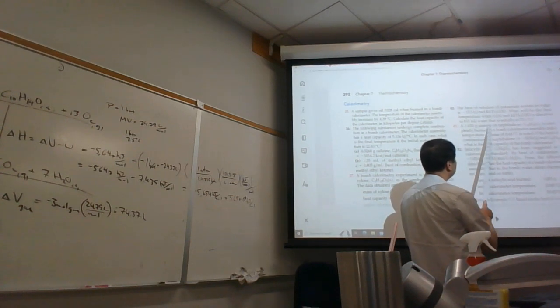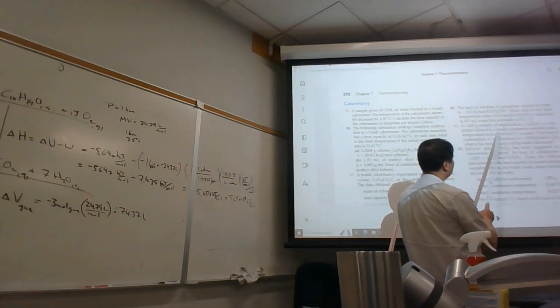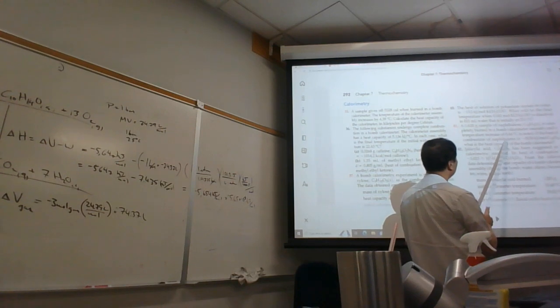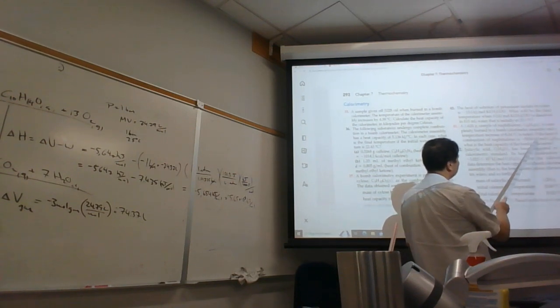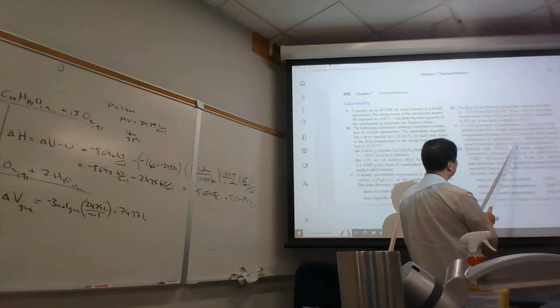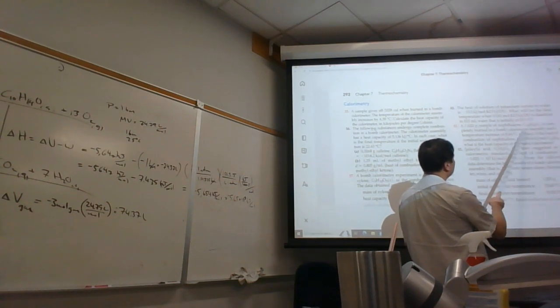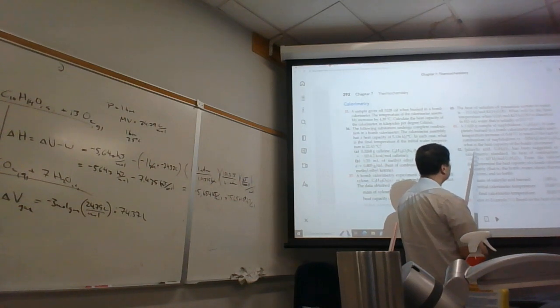A 1.620 gram sample of naphthalene is completely burned in a bomb. So this is constant volume. They give us the heat of combustion of naphthalene. This must be a delta U. And so this is figuring out the heat capacity of the bomb calorimeter. So this is calibrating the bomb calorimeter.